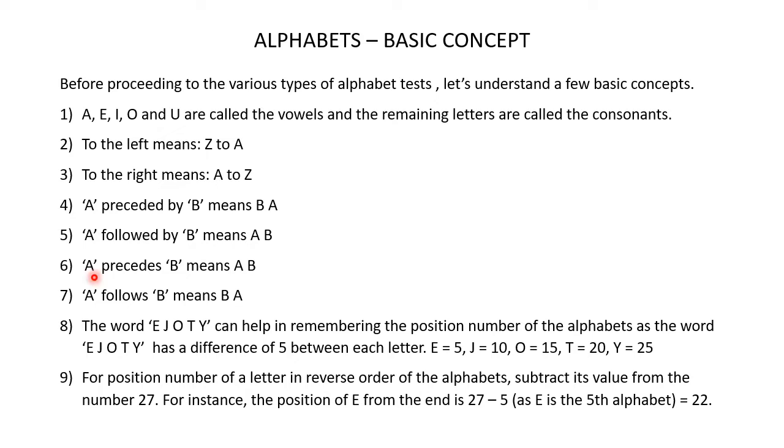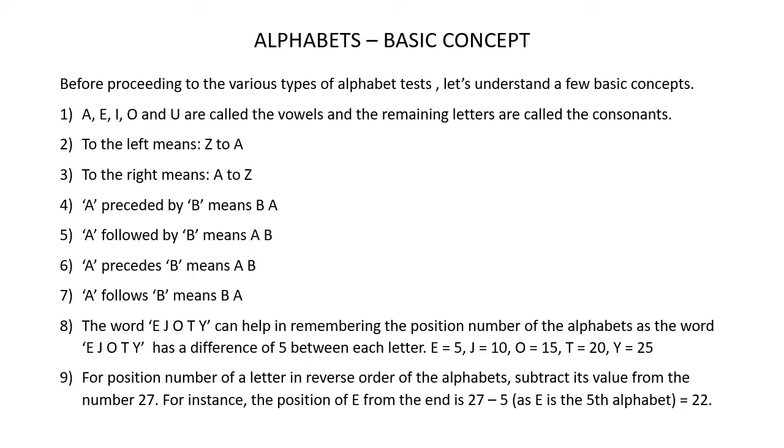Similarly, A precedes B means AB. This means A comes before B. A precedes B. A follows B means BA. That is, A comes after B. A follows B. It comes after B.